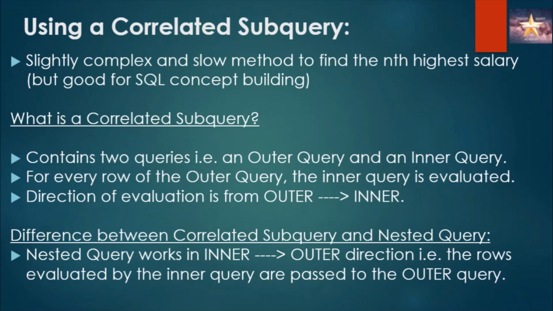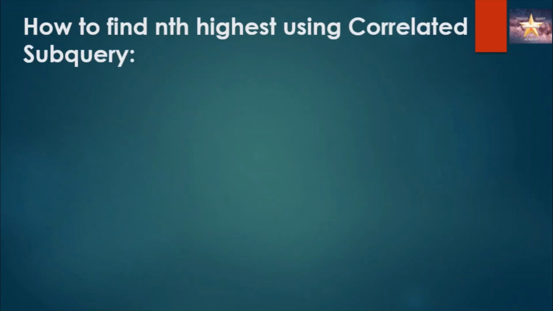Let's say after filtering, I have only 60 rows of data left. Now these 60 rows of data that have been obtained using the inner query are passed on to the outer query for further evaluation. So you see the driving force behind the nested query is actually the inner query. The inner query determines what rows will be passed on to the outer query. So the direction of evaluation is inner to outer when it comes to nested queries.